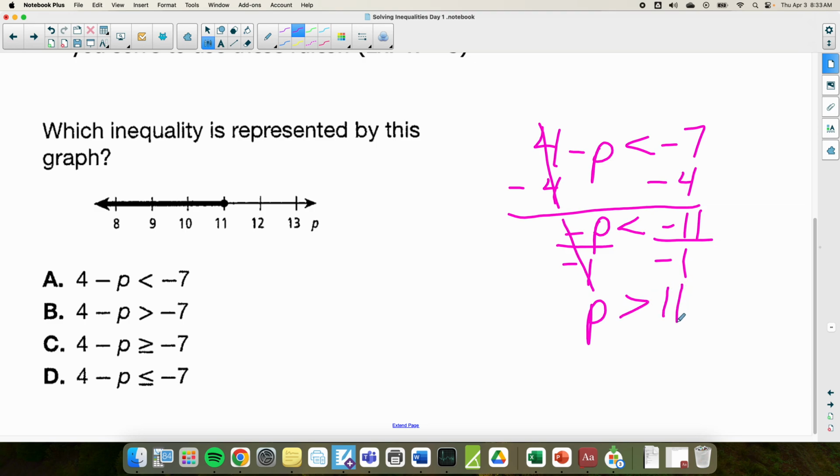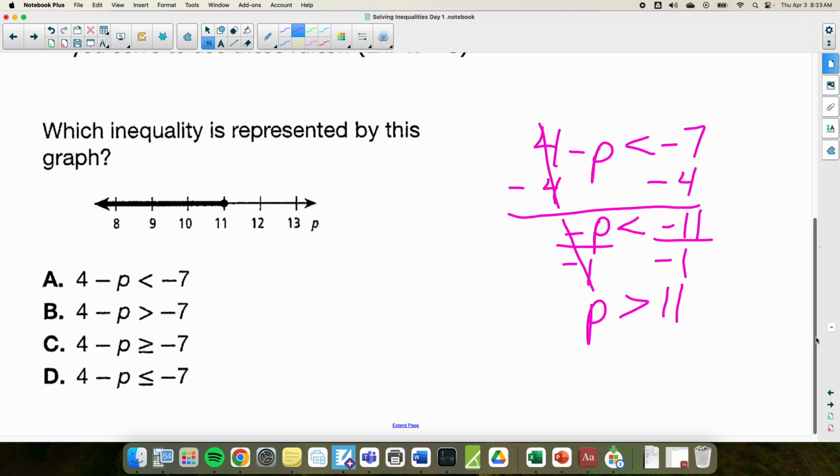If it's shaded to the left, is that greater than? No, right? If it's greater than, it should be shaded to the right. Wouldn't we not even try the top two because it's a closed dot on 11? Oh, good. Yeah, for sure. Good one. Do you guys all get that? These two have no equal sign, so you can eliminate those two right there.